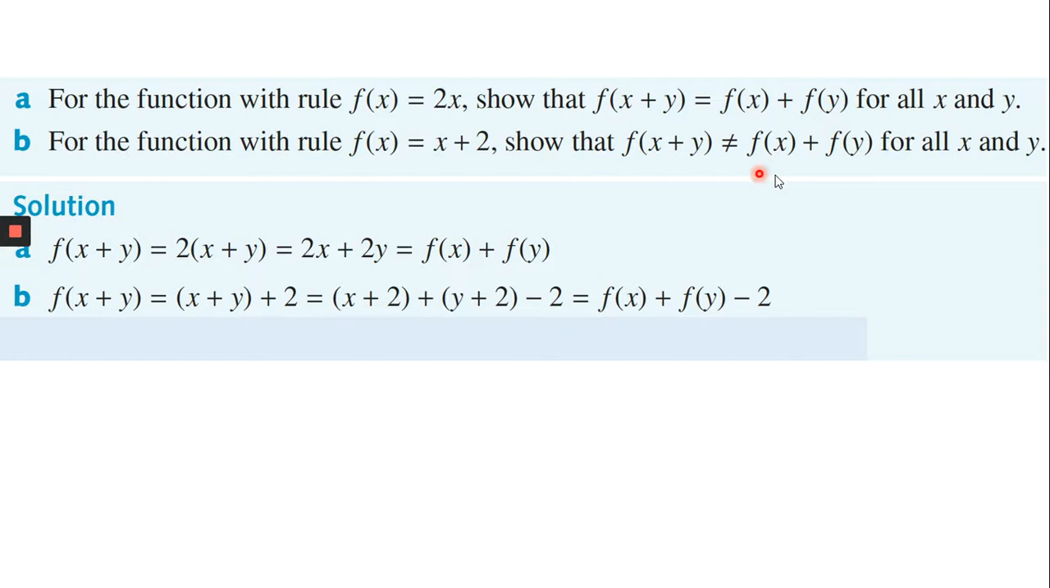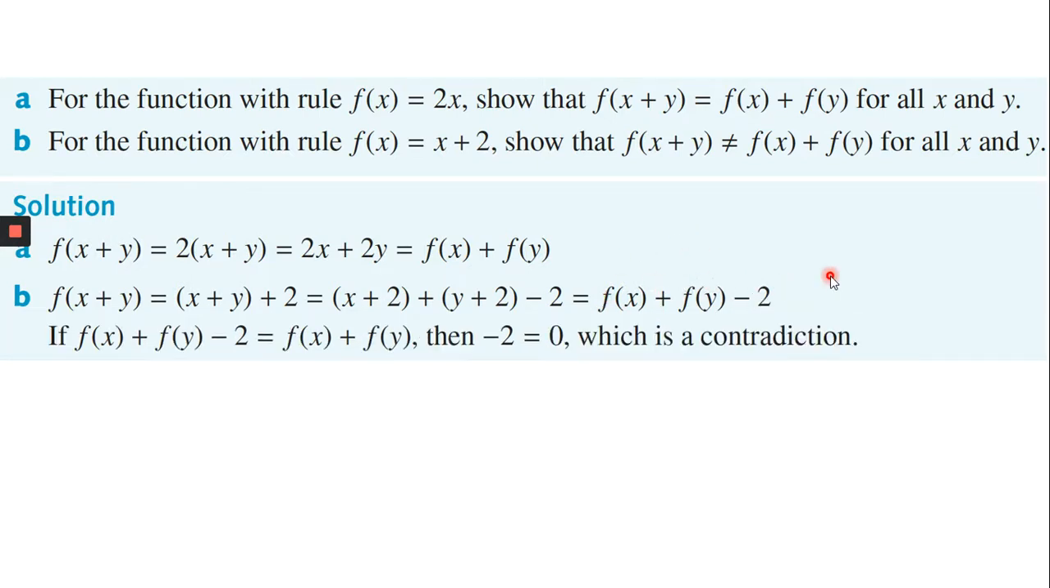So we've proven that it's not true, yeah? f of x plus y does not equal f of x plus f of y. We've got that 2 there. If you've seen this sort of contradiction before, you know you can't say minus 2 can't be 0, can it? So you've got a contradiction there. Proven that it's not true.